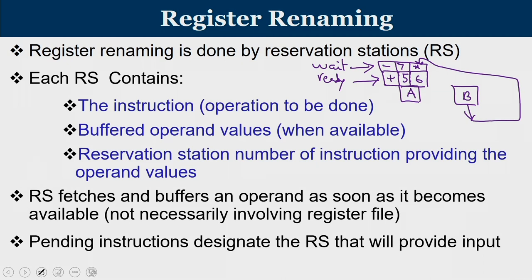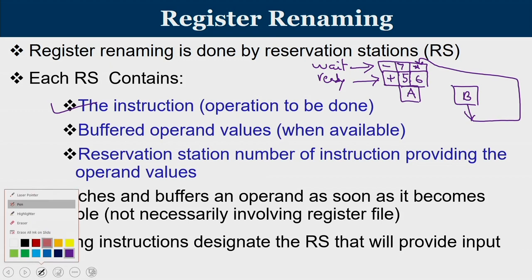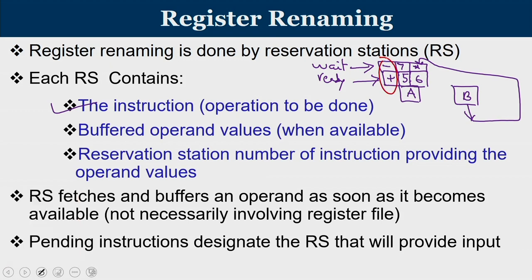So reservation station is nothing but a set of buffers that are associated with functional units, and these buffers contain the operation that is to be performed. So in this case, this plus and minus are the operations. Second one, it will buffer the value. So if the value is available, you take the value and keep it ready. If the value is not available, so in this case, one operand is available, whereas the second operand is not available, it is yet waiting for the operand, basically because of a RAW hazard.